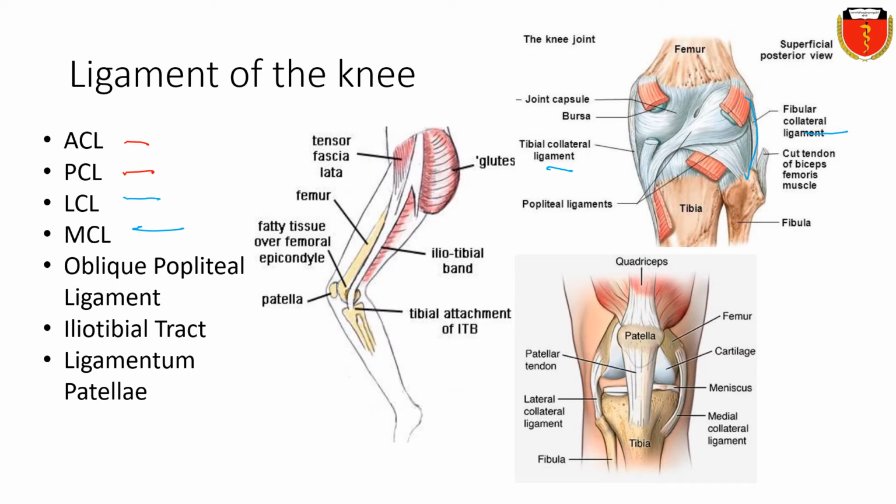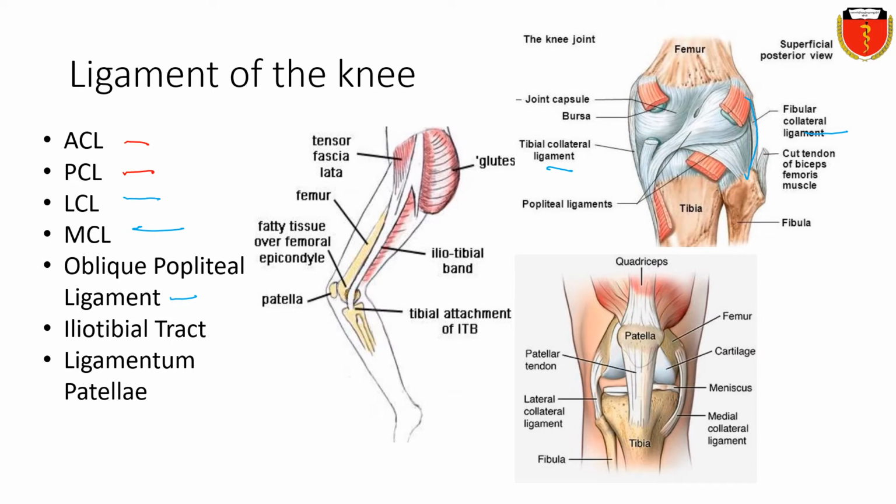Then you have the oblique popliteal ligament. The oblique popliteal ligament originates from the semimembranosus and provides posterior strengthening to the knee joint. So this is like an extension arising from the semimembranosus muscle, and it provides more stability to control the movement of the tibia toward the posterior of the femur, and is connected together with the joint capsule.